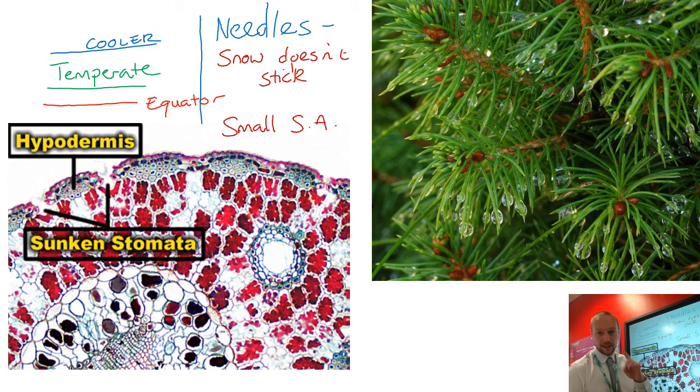Another adaptation they've got in their needles is sunken stomata. If we cut one of the needles this way and looked at it under a microscope, these will be the xylem. This is the outer waxy cuticle. So again, they've got thick waxy cuticles, so they don't lose much water. And then the stomata are in these little holes here. So they've got sunken stomata, so water doesn't evaporate as quickly from the surface.